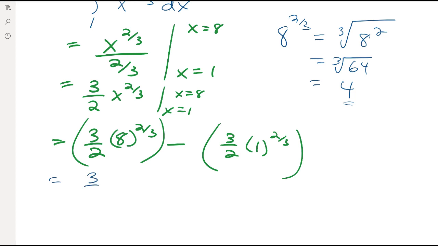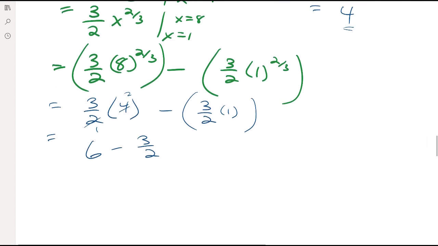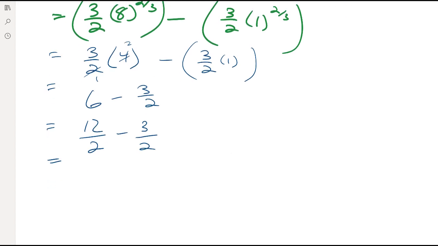So this becomes 3/2 times 4 minus 3/2 times 1 to the 2/3 power, which is just 1. Put that in parentheses if you want to. All right, 3/2 times 4, we can cross cancel. Divide the 2 by 2, which is 1. Divide 4 by 2, which is 2. So 3/2 times 4 is 6. So we have 6 minus 3/2. Now I need to rewrite 6 as something over 2. Well, that something is 12 over 2 minus 3 over 2. Final answer, 12 minus 3 is 9 over 2. 9/2 is that definite integral.